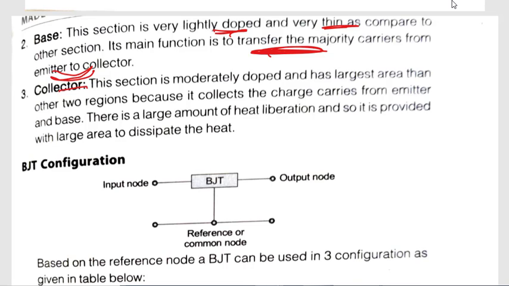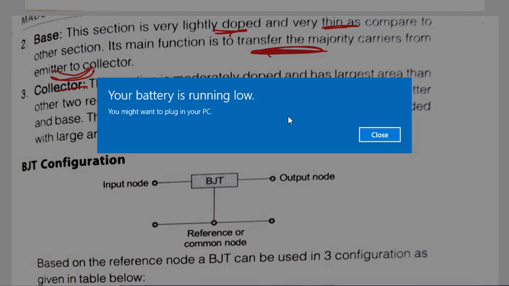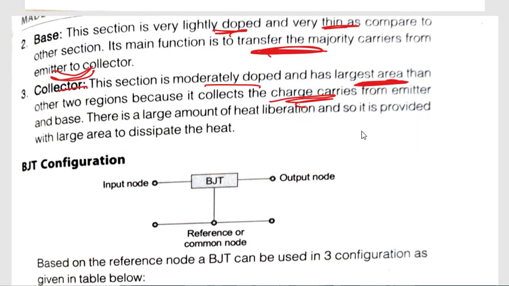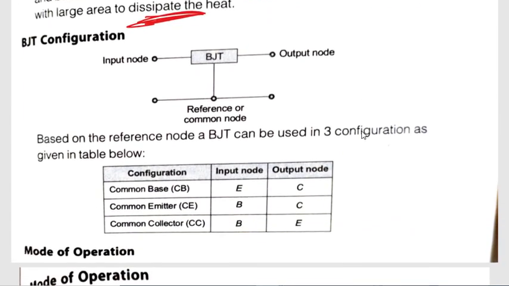Now the collector is moderately doped and has the largest area, remember, larger than the other two regions, because it collects the charge carriers from the emitter and base. There is a large amount of heat liberation, so it is provided with a large area to dissipate the heat. Remember this point. These are some important points that I have taken in this lecture.